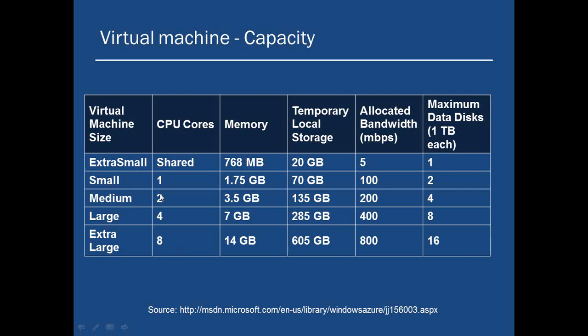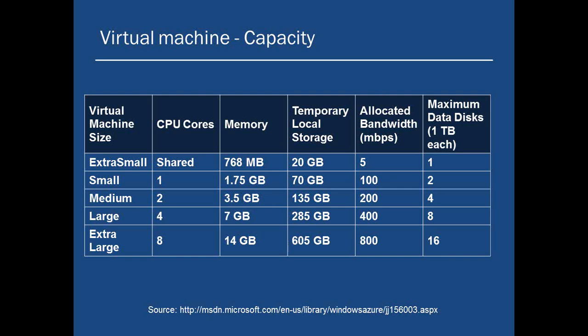So if I choose a medium virtual machine as a size, I get a 2 CPU core machine with 3.5 GB RAM. And for temporary storage, which we spoke about in the earlier slide, I get around 135 GB space for my temporary storage of my data. And how many more disks can I add? I can add 4 more data disks, and each of them can range from 1 GB to a max of 1 TB.